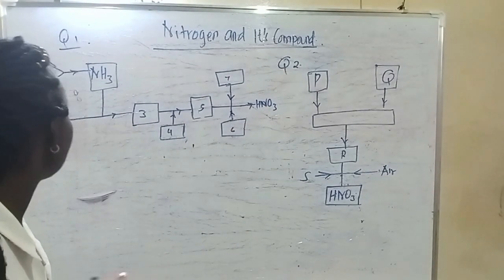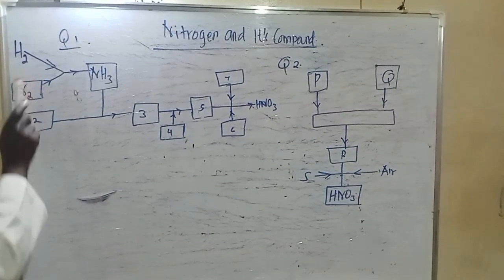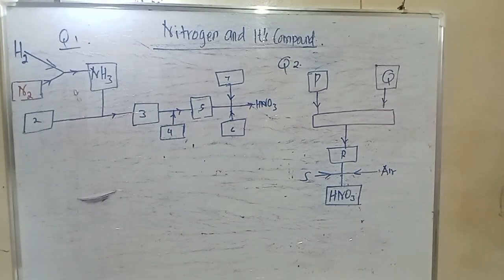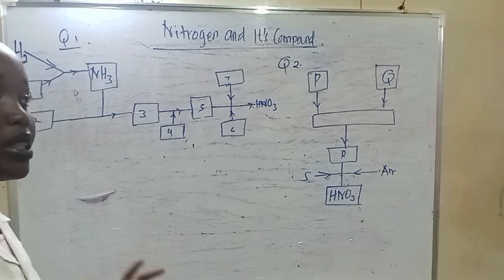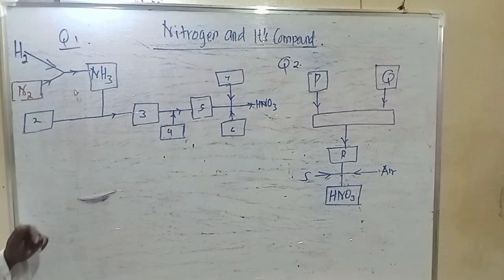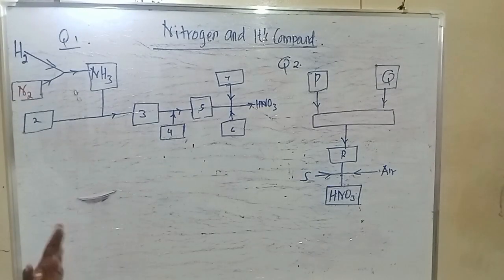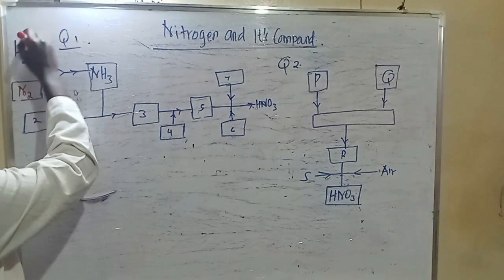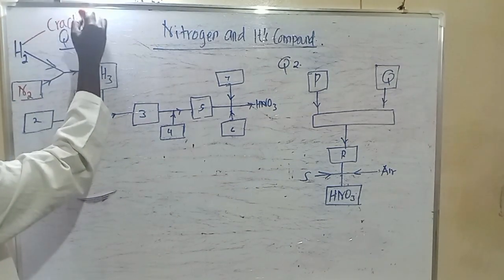So let us proceed. The first thing we can see here is that we have hydrogen and nitrogen reacting to form our ammonia. Now where do we get the hydrogen? What is the source of our hydrogen here, and what is the source of nitrogen? Yes, we get our hydrogen from cracking of long chain alkanes, or you can also talk about electrolysis of brine.